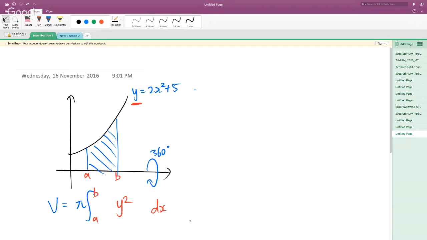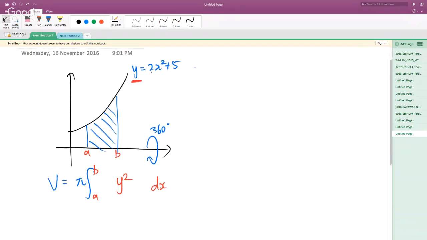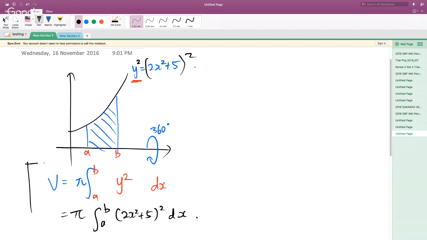So that means in order to find this volume, you will need to integrate AB, and y squared. That means in order to get y squared, you need to square the other side first. So you need (2x squared plus 5) to the power of 2 dx. Then only you can start to do the integration to find the volume. And therefore, this is your volume formula.